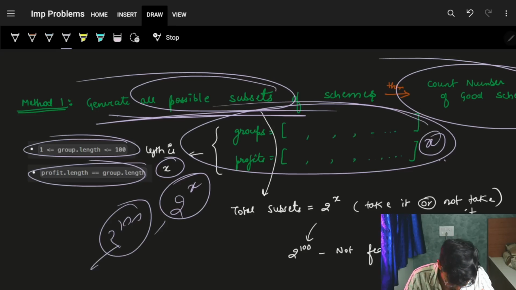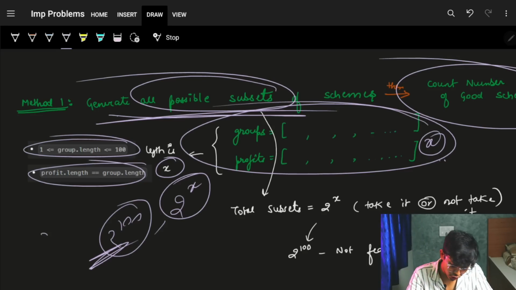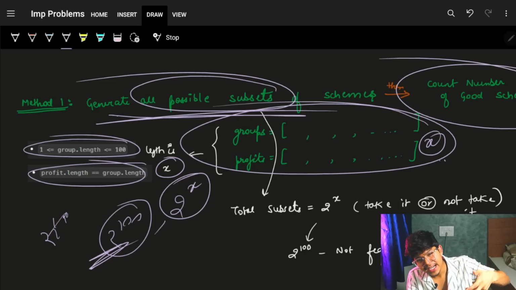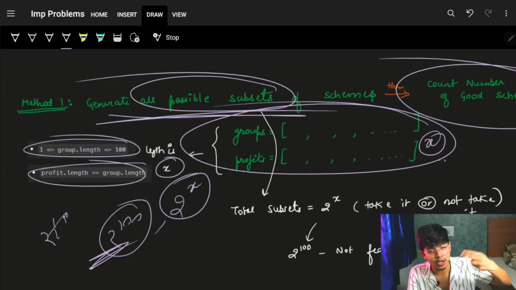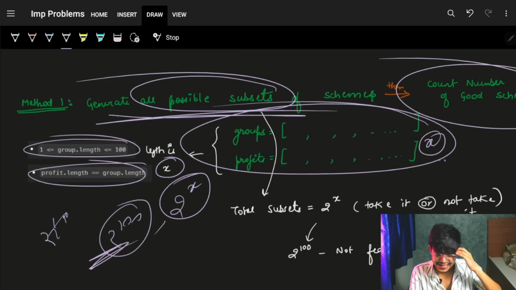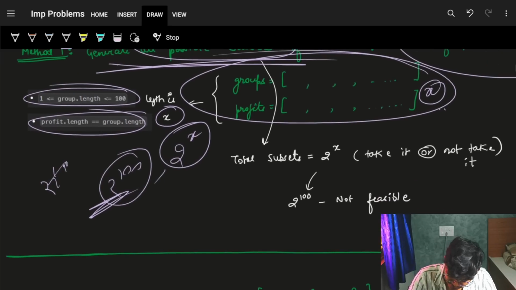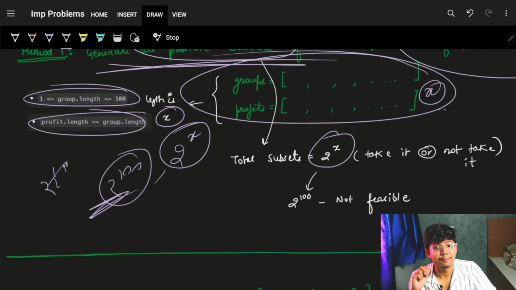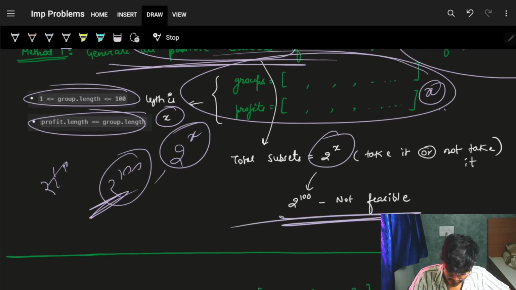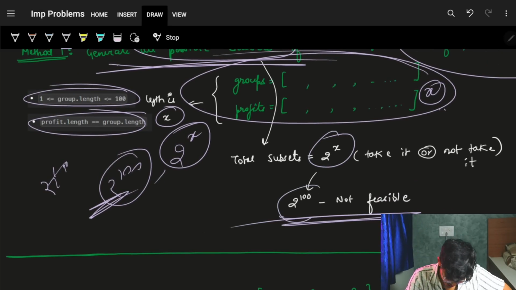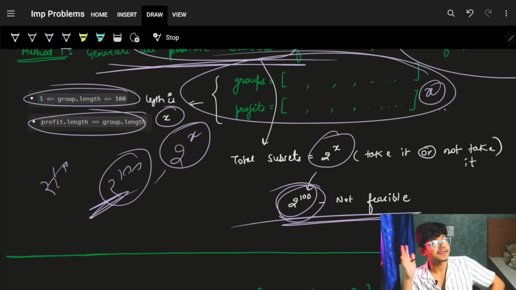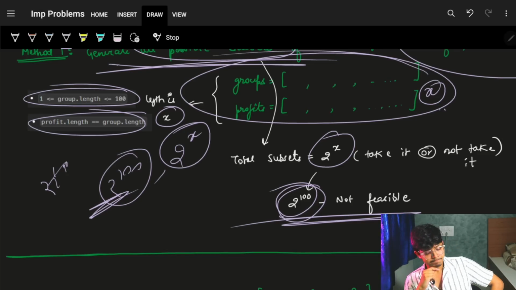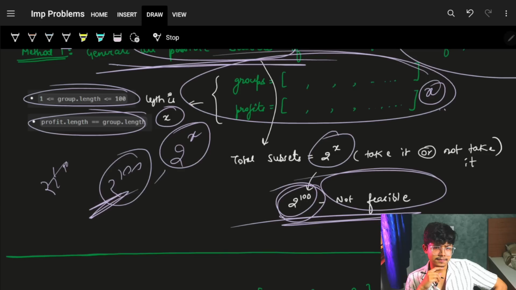And if you don't know how we get this 2 raised to power 100, it's because for every crime we have 2 options: to commit that crime or to not commit that crime. It's the reason we have 2 raised to power 100 possible subsets which we can generate. But generating this many subsets itself is not possible. So that is not feasible.